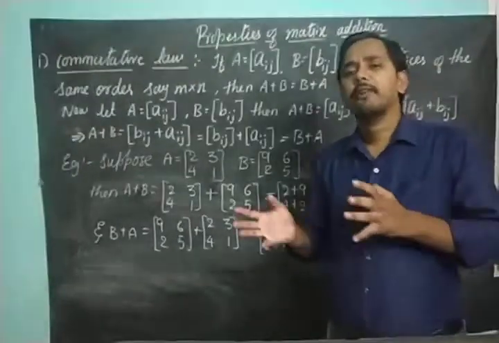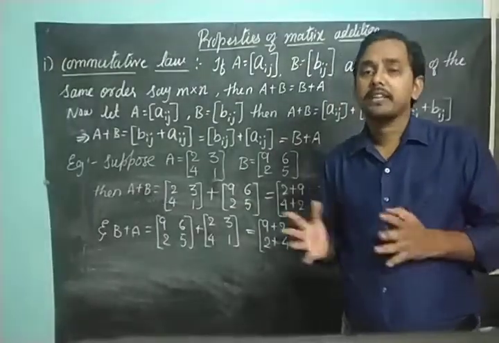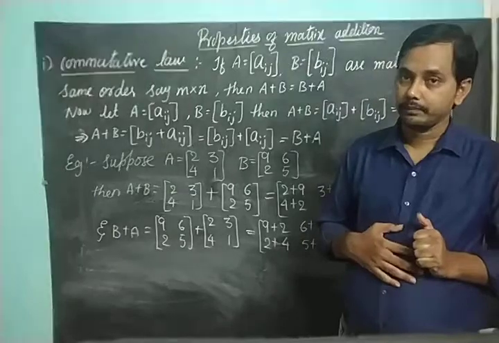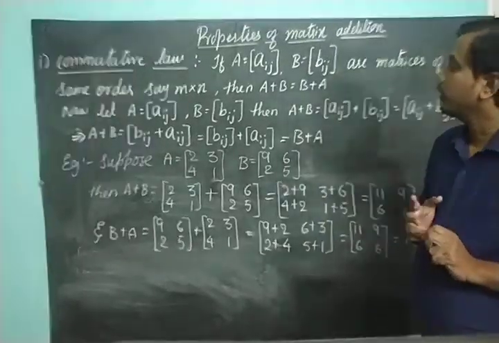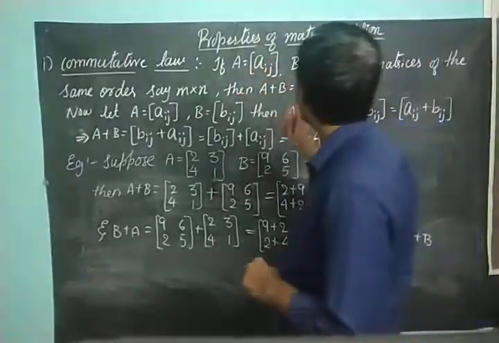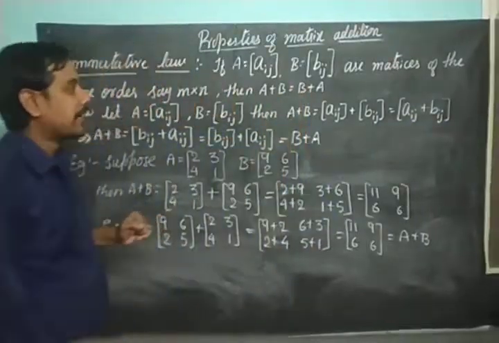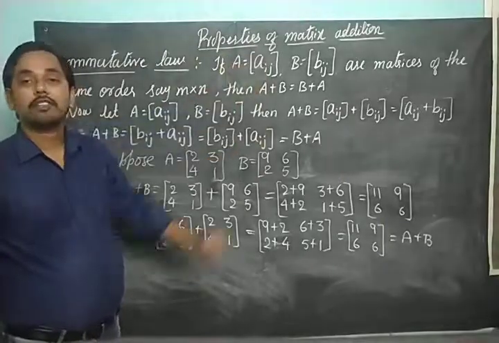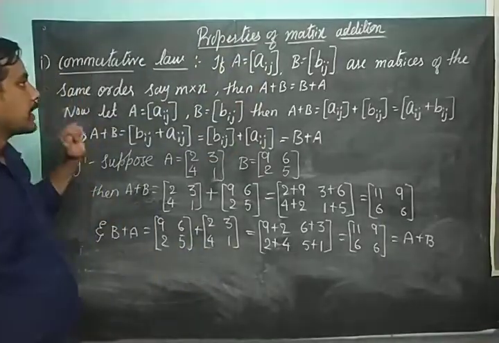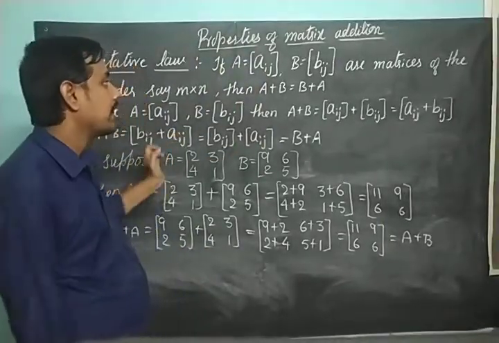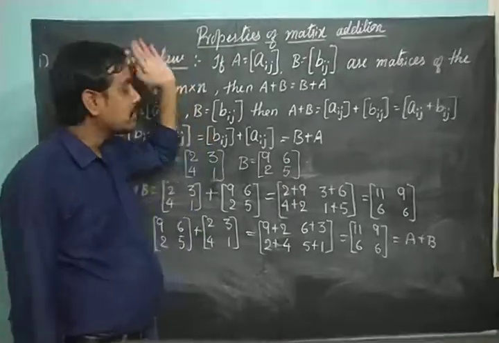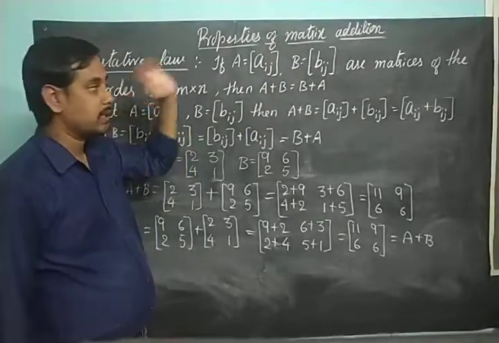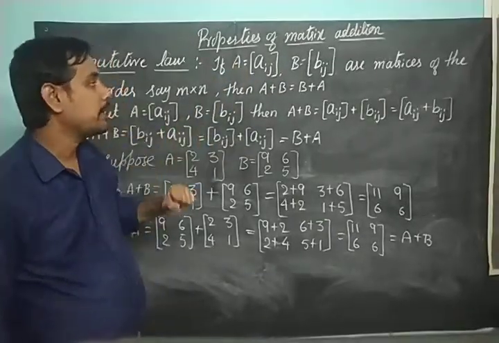That is, if some operation is possible, then the reverse of that operation is also possible, right? That is nothing but the commutative law. That is, if A equals Aij and B equals Bij are matrices of the same order, because why do we need the same order? Because for matrix addition the matrices must be of the same order. Then what does this commutative law say? A plus B will be equal to B plus A.